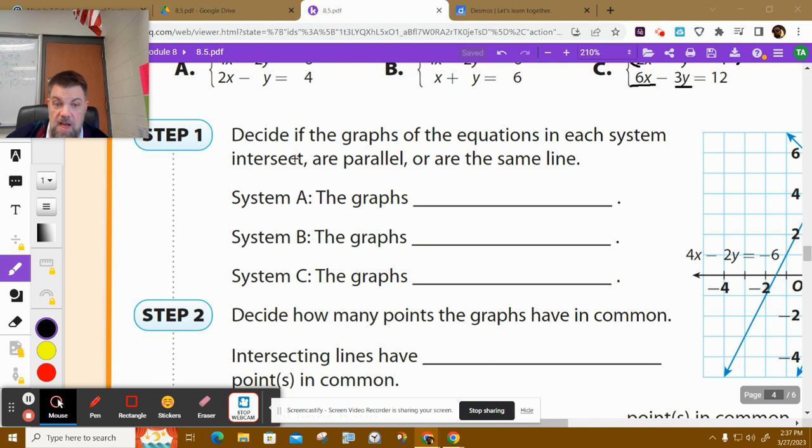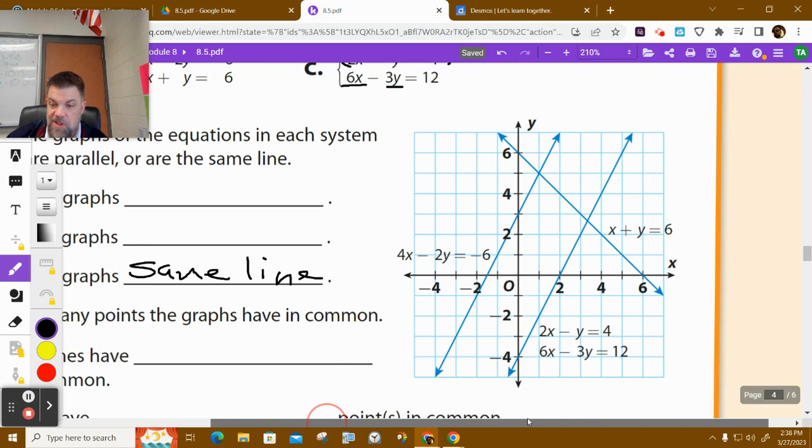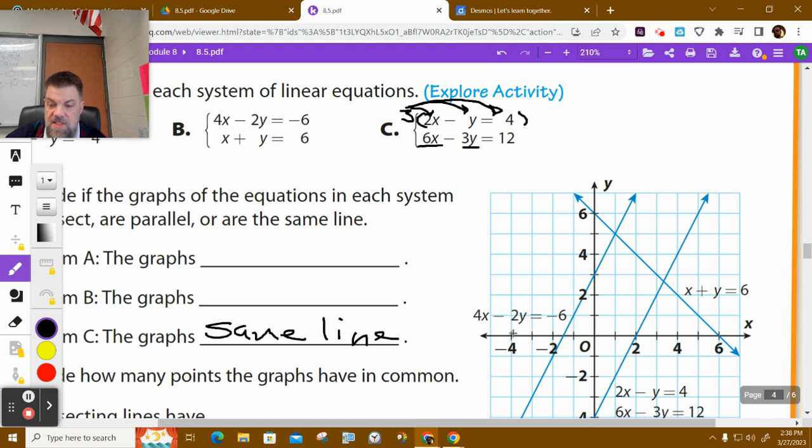so it says describe if the graphs of the equations in each system intersect, are parallel, or are the same line. So we know that these are the same line. And they give us the graph too. So I'm verifying algebraically, but we could just kind of look at the graphs, right? So this is C. That's what we did here. These are both the same line.